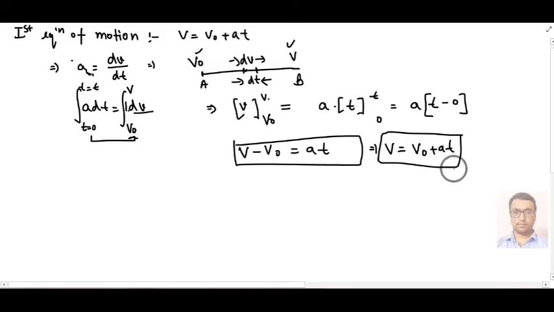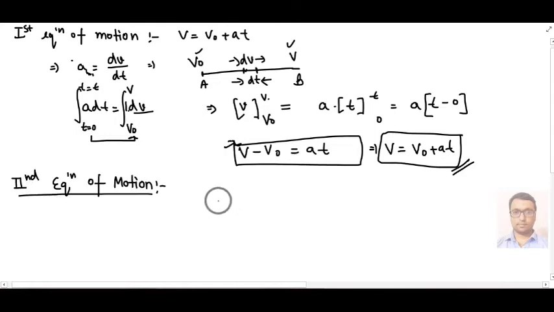Again I will suggest you kindly see the basic lecture of mathematics where we learn the relation between differentiation and physical quantities and the relation between integral terms and physical quantities. How to integrate, how to differentiate, all things have been explained in the initial lectures. Okay, so now we will look at the second equation of motion. In the second equation of motion, suppose a particle is starting from here A and it is going up to B, and suppose this is your origin point 0, 0.